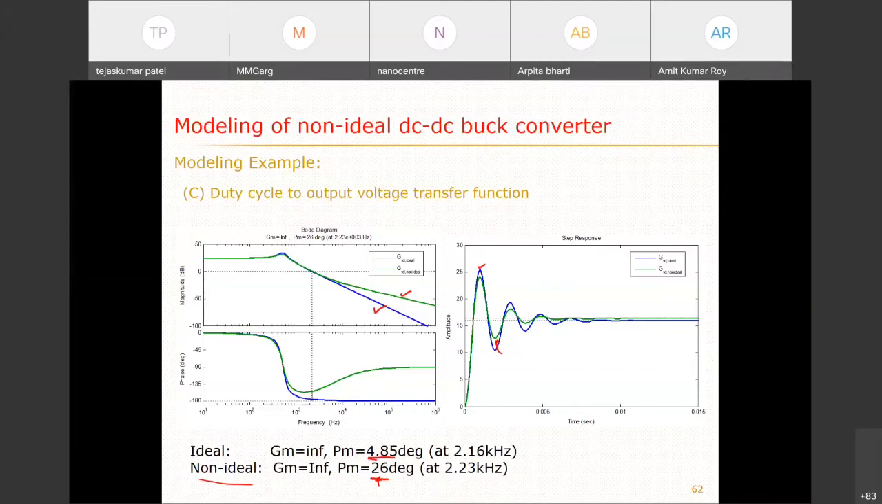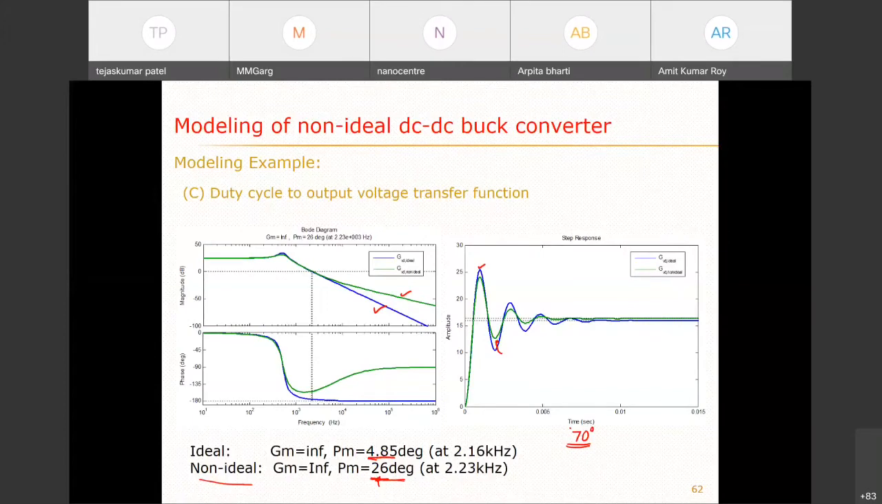Other thing observed here is that this is not reaching steady state. This is not reaching steady state. So that we will cover in controller design as well. But what I want to conclude from this discussion is that my practical converter will have all these non-idealities.